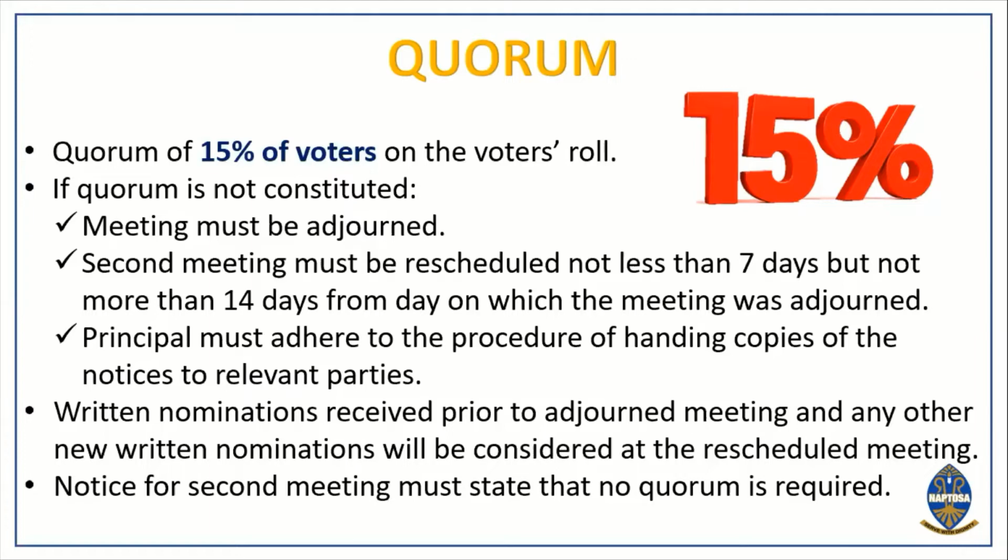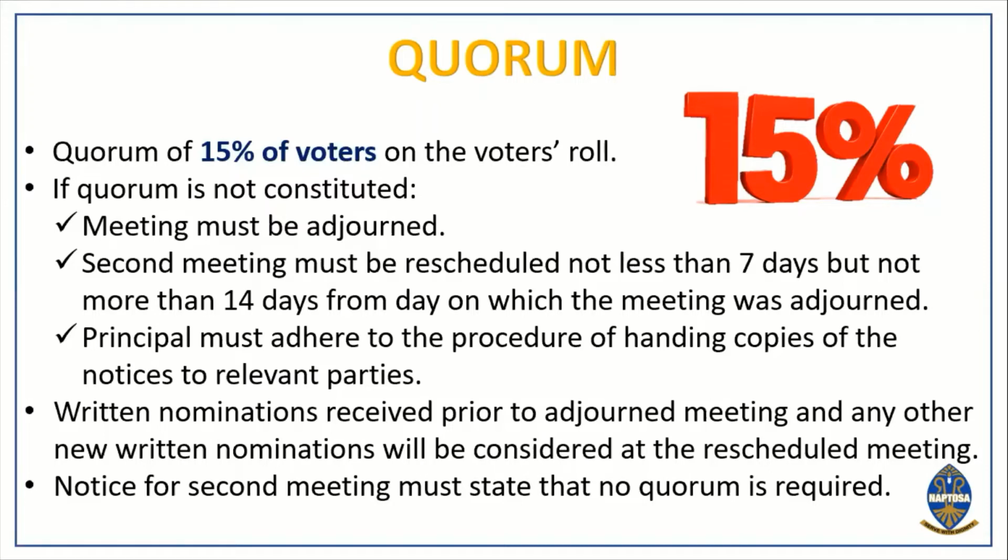The nominations that were received prior to the meeting being adjourned will still be eligible at the second meeting, as well as any new nominations received. So if the meeting was supposed to take place on the 11th of March, and you didn't have quorum, and you've now reconvened for the 18th of March, you may still receive new nominations before that second meeting. You can't say, well, you weren't nominated for the original date of the meeting, therefore you can't be nominated. You have to allow new nominations in the period from the meeting being adjourned due to lack of quorum to the new meeting being reconvened.